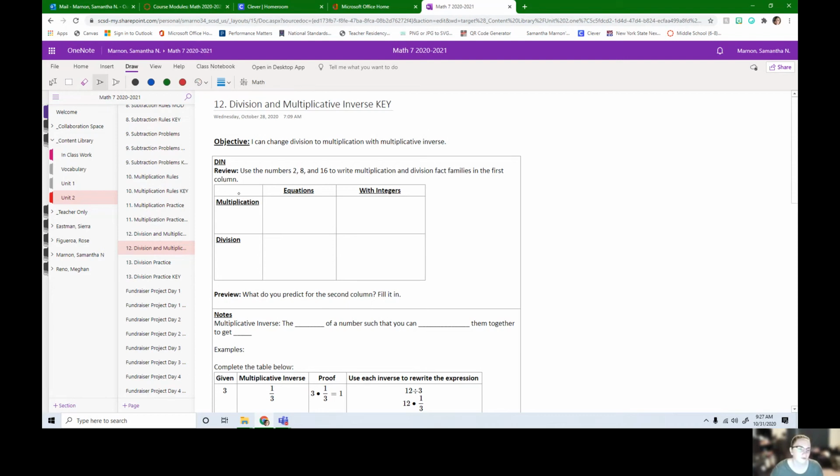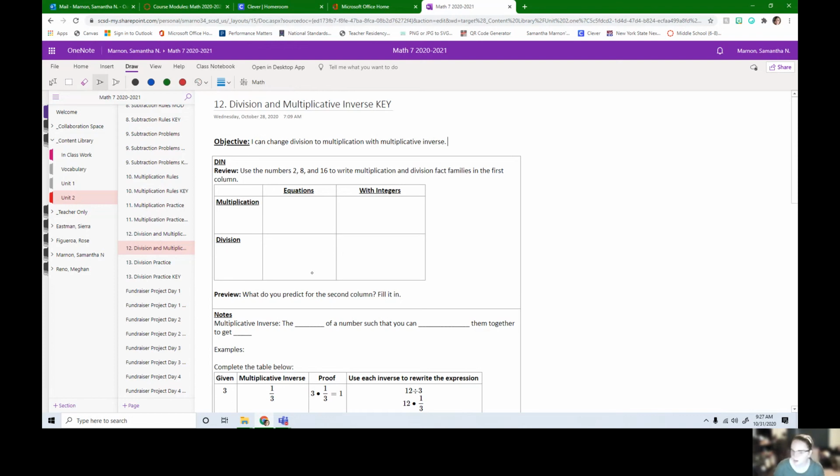So for our DIN, for our review, it says use the numbers 2, 8, and 16 to write multiplication and division fact families in the first column. So here you're going to write some fact families for multiplication with 2, 8, and 16, and then some with division. So pause the video and do that now.